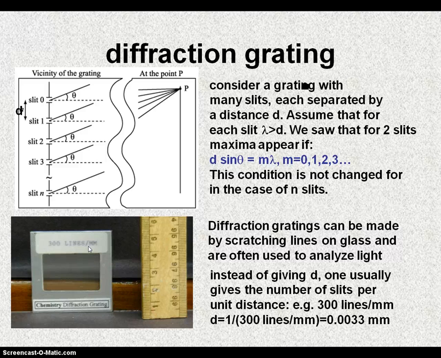Now, the equation for studying diffraction patterns through a diffraction grating is the same as the equation we've seen before: d sine theta equals m times the wavelength. And m tells you where you see the interference pattern, or the bright fringes, either the 1, 2, 3.